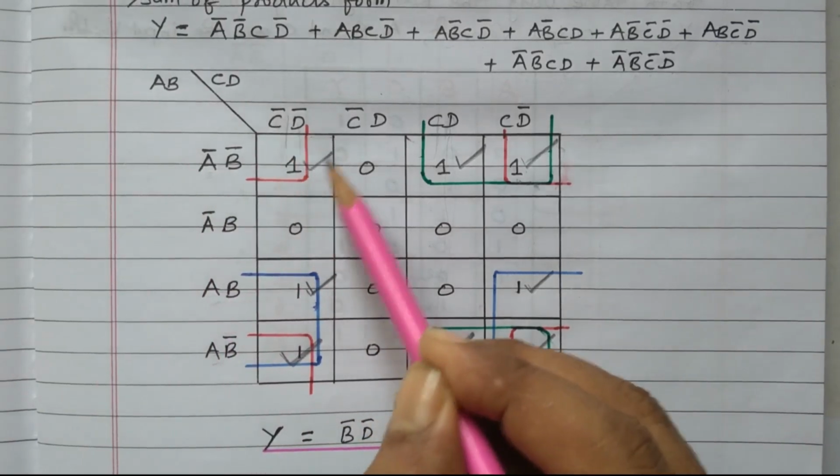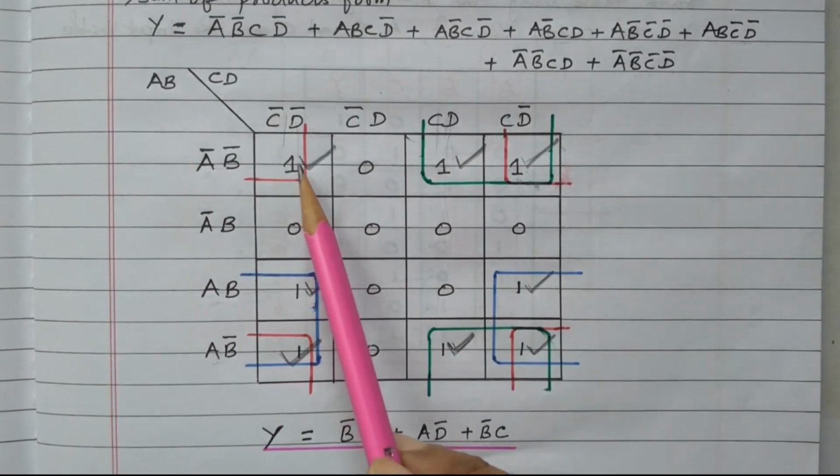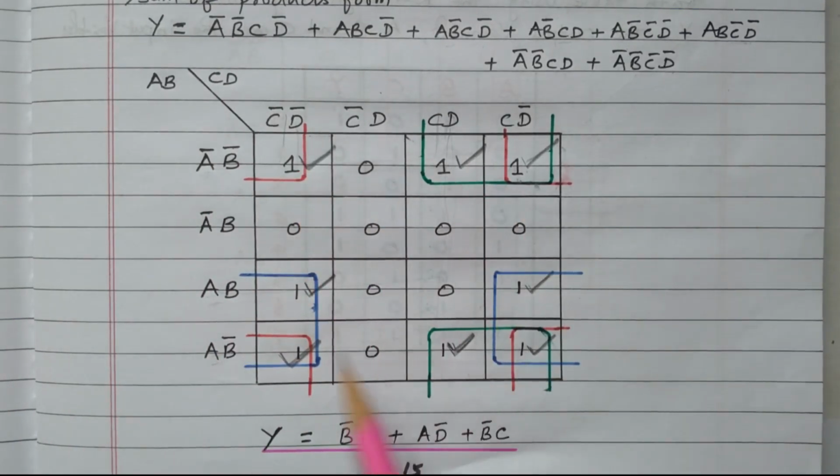This is the eighth term. Now all the terms are covered: 1, 2, 3, 4, 5, 6, 7, 8. All the terms are covered together. Now we need to group the cells.